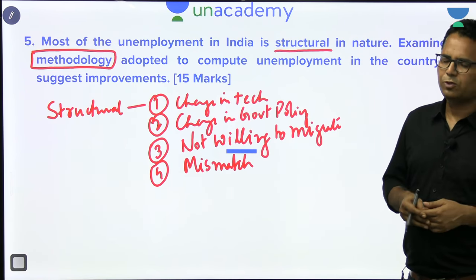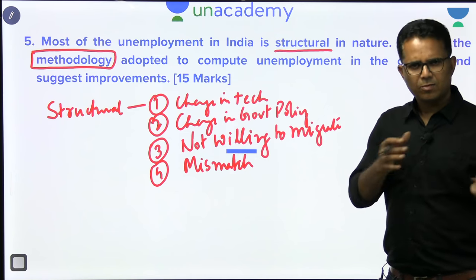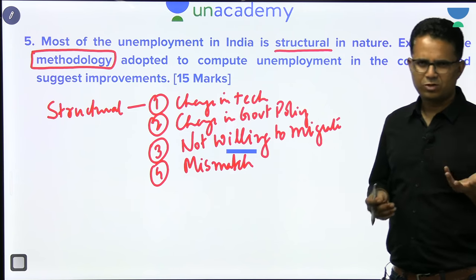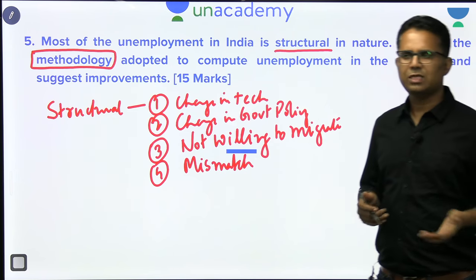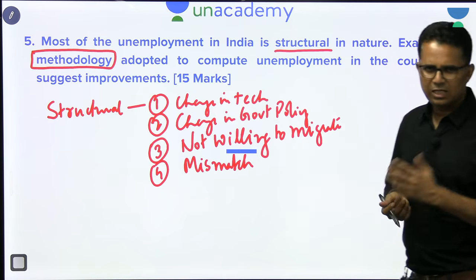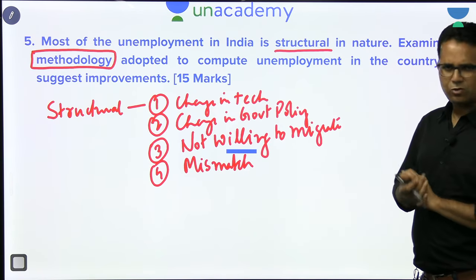Not willing to migrate: we have more unemployment in UP, Bihar, Odisha, West Bengal, and we have many more employment opportunities in Gujarat, Maharashtra. But a lot of people don't want to migrate for social reasons because they think that whatever they will earn will be spent on rent and other things. So they are not willing to migrate.